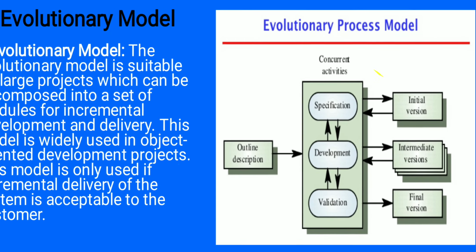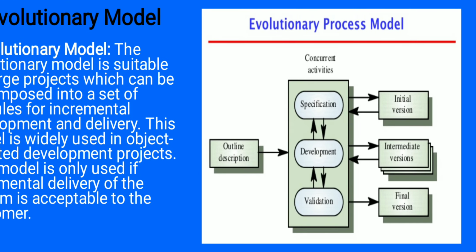See the diagram, elementary process model: specification, development and validation. This is mainly important in the activities. So it will be connecting the initial version, the intermediate version and the final version. That is, we are giving a communication to the user. We start with version 0 or version 1.0. In the intermediate version we give 2.0, and finally we give a final 3.1 or something version.